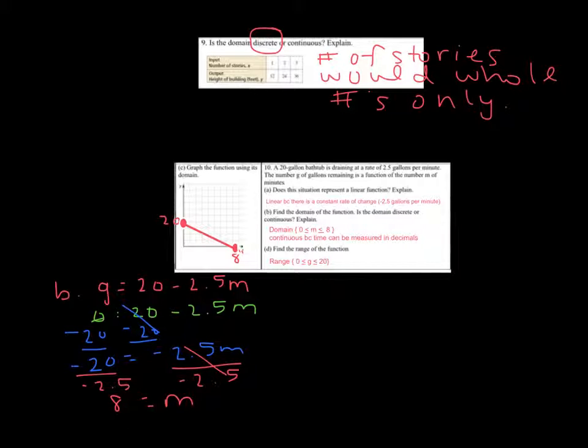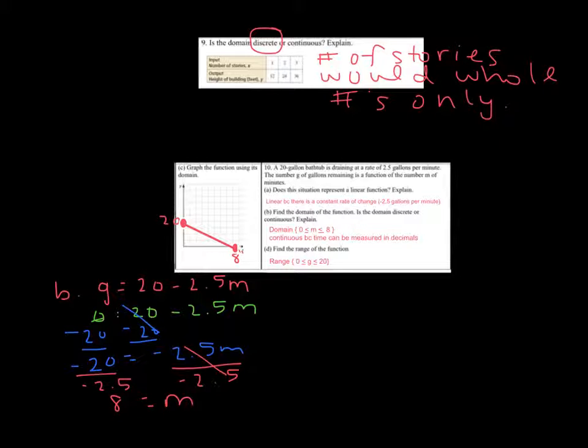Now remember, we talked about when we're writing domain and range, for continuous functions, we use inequalities. So my domain for this is 0 is less than or equal to m, which is less than or equal to 8. That's because at 0 minutes, this scenario starts, so m could be equal to 0. It's also going to end when the bathtub is empty, and that happens at 8 minutes. And then all the time in between 0 and 8 works for this scenario.